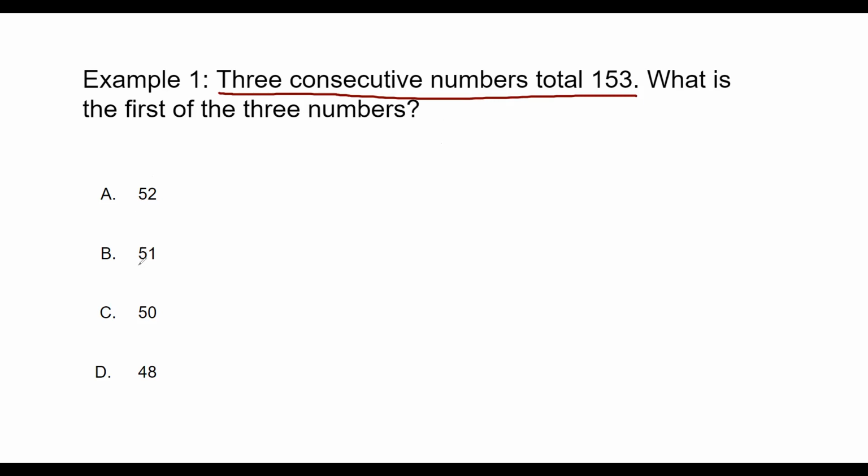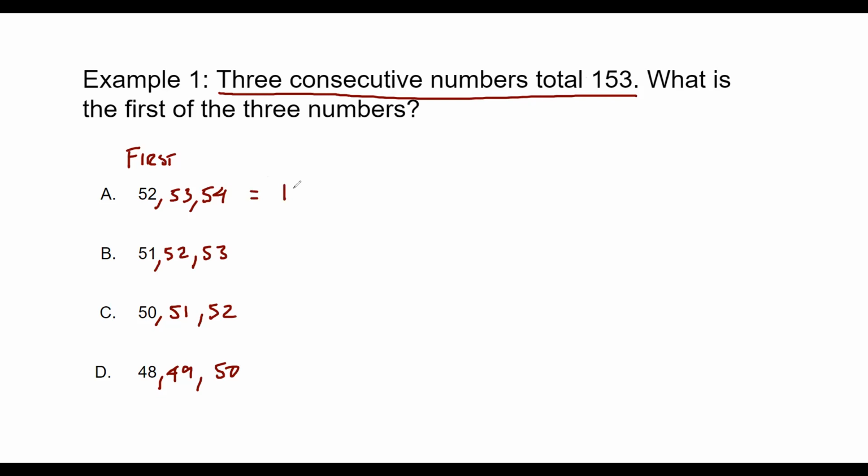Well, these are all possible answers for the first number. If we know the first number, then we know the next 2, right? This must be 53 and 54. And after 51, we would have 52 and 53. 50, 51, 52. And 48, 49, and 50. Those are 3 sets of consecutive numbers. Only one of them is going to add up to 153. So we add them up.